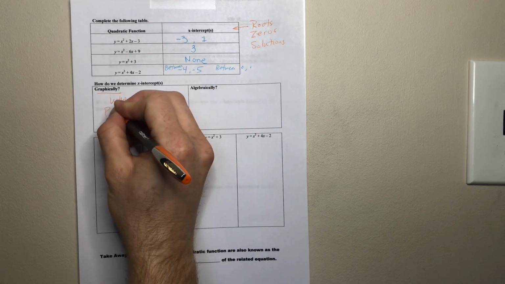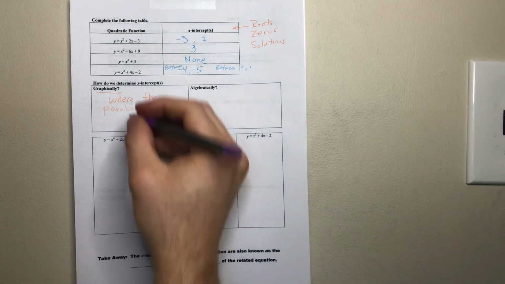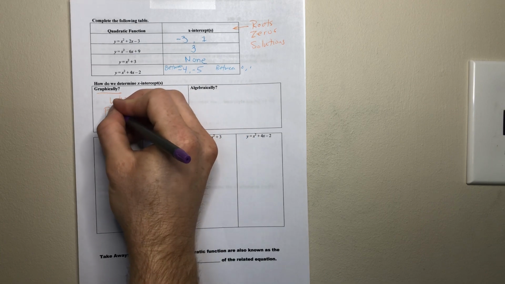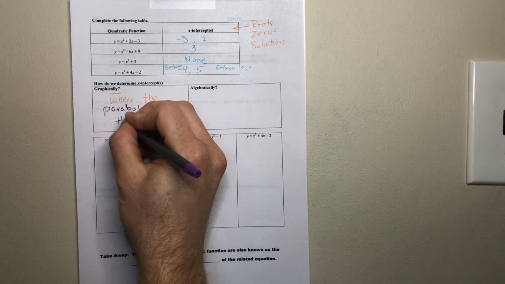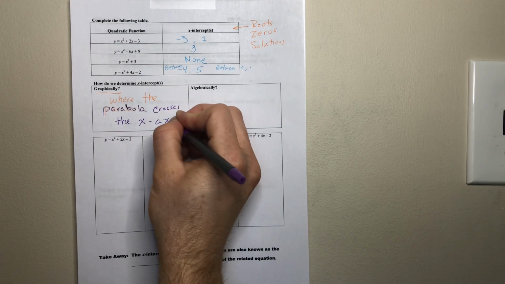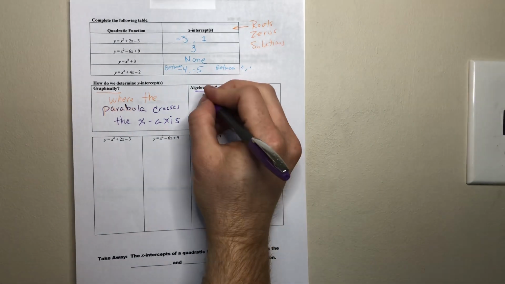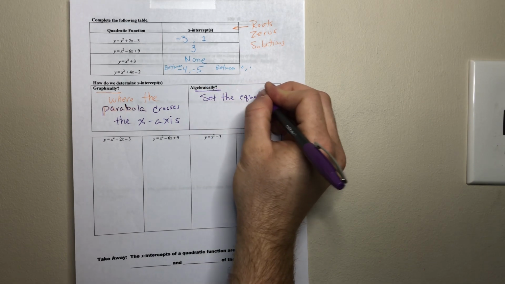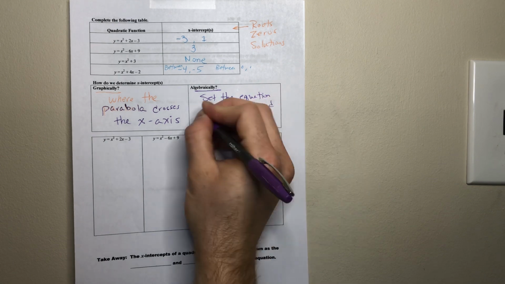the parabola crosses the x-axis. If I want to do it algebraically, I'm going to set the equation to 0 and solve.